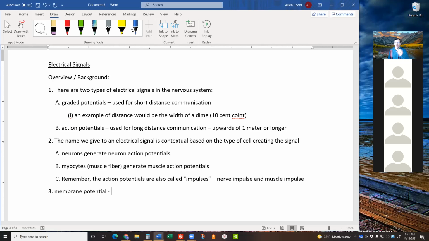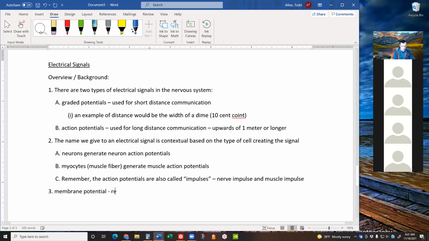Okay, so the plasma membrane of all cells, but in particular neurons and muscle fibers, always has some measure of difference in electrical charge. And that measure of difference in electrical charge is the membrane potential. And we measure the membrane potential typically in millivolts, okay?